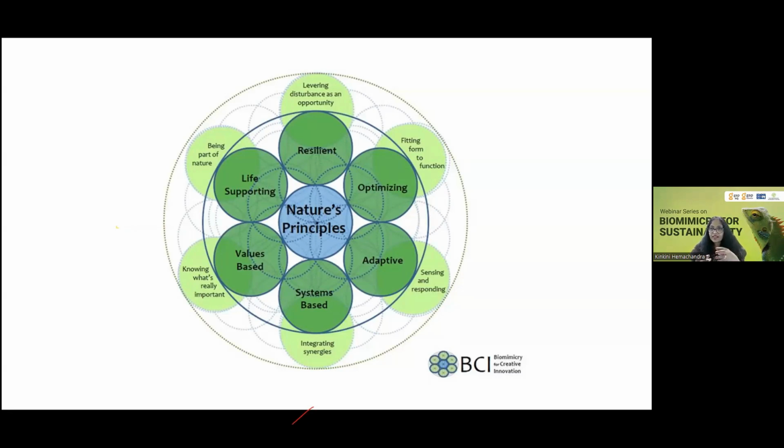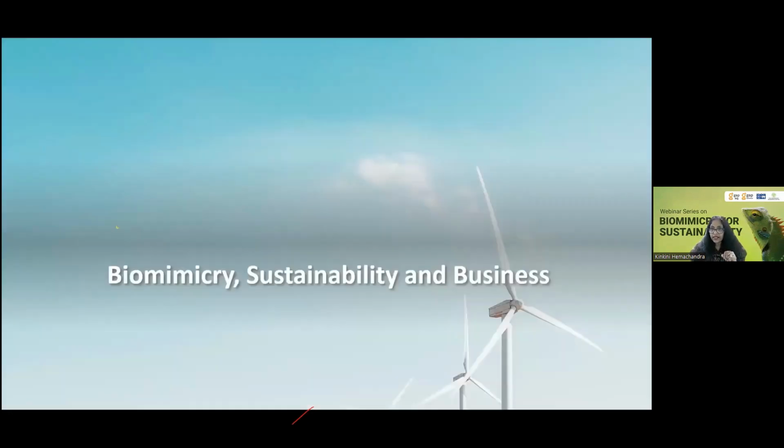So I think that is the end of my second part of the discussion, which is about whether there is any roadmap to combine the concept of biomimicry with sustainability. Of course, we have seen there are plenty of avenues where we can do sustainability with biomimicry. I hope that is the end of the second part.